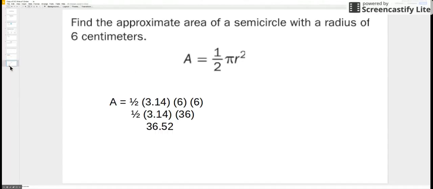Let's look at that here. Find the approximate area of a semicircle with a radius of 6 centimeters. Area equals 1/2 times pi times r squared. So you're going to plug in pi, 3.14, and for r you're going to plug in 6, because that's our radius, 6 centimeters. It's 6 squared. I'm just going to write out 6 times 6, because it's easier that way to put in my calculator. 6 times 6 is 36, times 3.14 times 1/2. If you multiply all three of these, you end up getting 36.52. So the area of your semicircle would be 36.52.